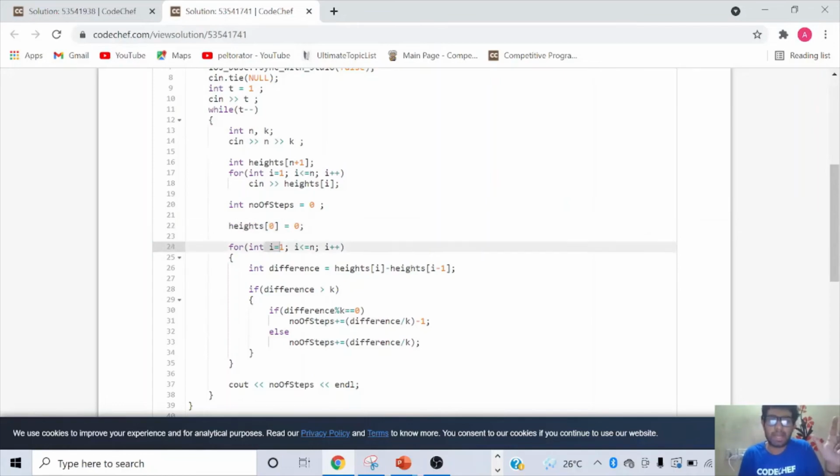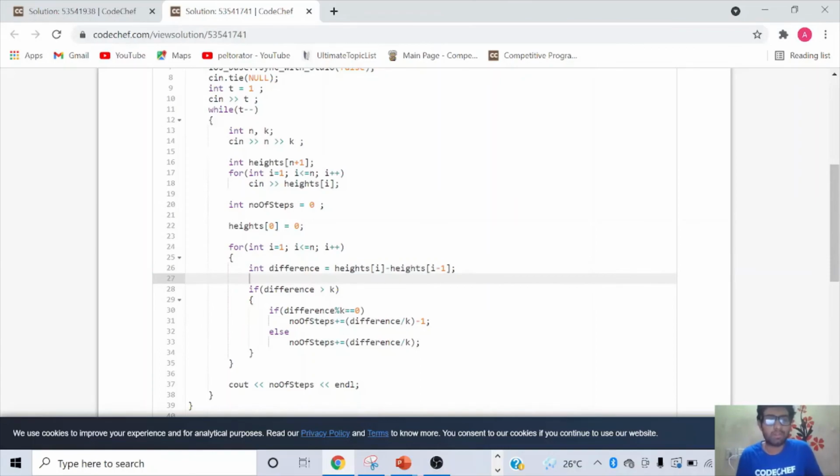Then we process from i equal to 1 till n. We have followed one indexing here from 1 till n, and we compute the difference. Initially, i is equal to 1, and it would be heights of i minus heights of i minus 1. That is why this condition is necessary, where from 0 you're going to jump to the first index. You do not need an absolute function because we are guaranteed that the input will be strictly increasing. So we know that heights of i will always be strictly greater than heights of i minus 1.